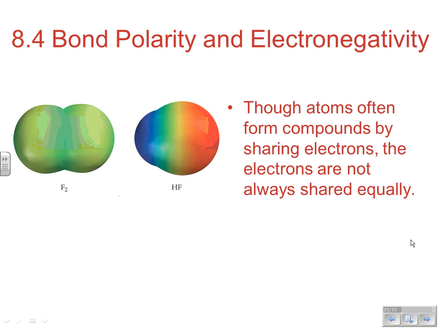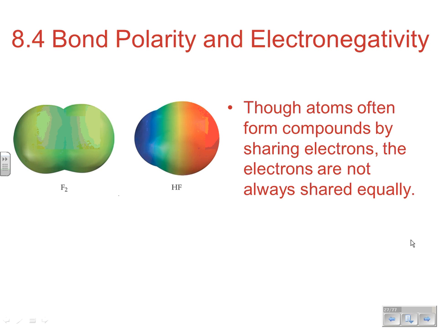Now, section 8.4 gets into the concept of bond polarity and electronegativity, both of which you should remember from last year. So really what I'm going to talk about here is reinforcing ideas from last year. Now, though atoms often form compounds by sharing electrons, that doesn't mean they always share equally. And that's what's happening between our two molecules here. One is diatomic fluorine, and the other is another type of 2-atom molecule, but this would be HF.